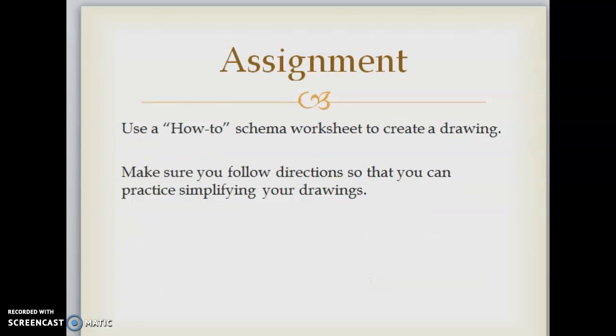So for your assignment, first today, I just want you to complete your exit ticket, but you can begin this assignment that's going to be due next class. I want you to use a how-to schema worksheet to create a drawing. Make sure you follow the directions so that you can practice simplifying your drawings.